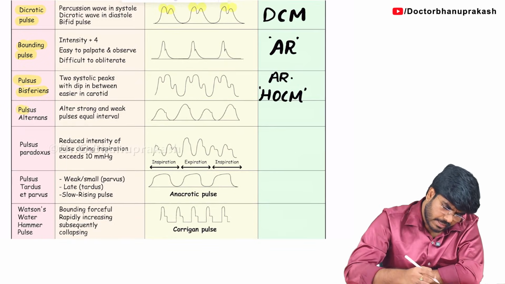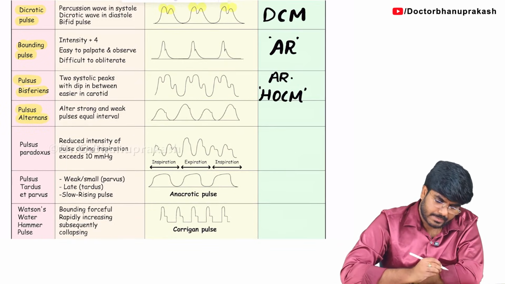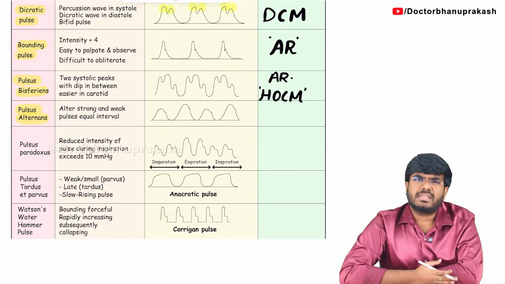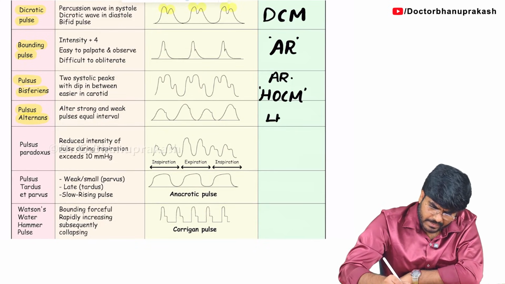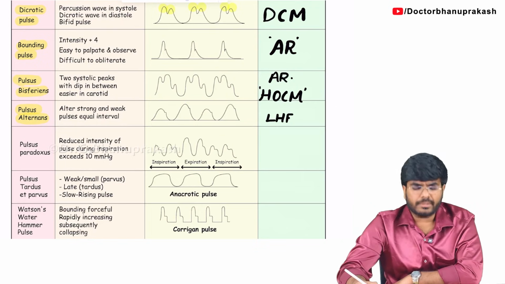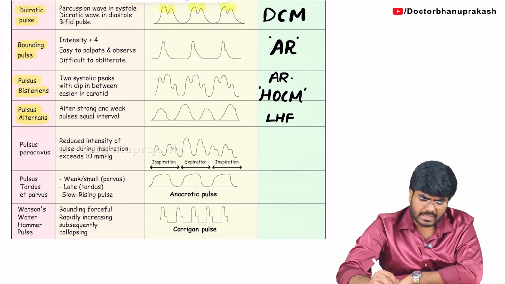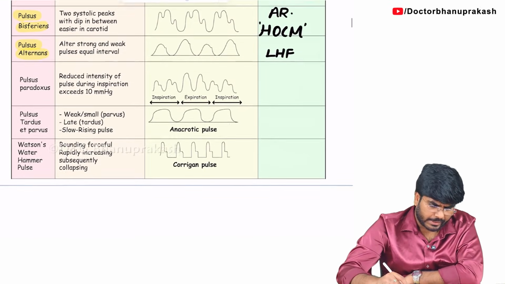Next, pulsus alternans. Pulsus alternans can be seen with left heart failure, which is not very important for your exam. Even if you forget pulsus alternans, that's not going to be a big deal.